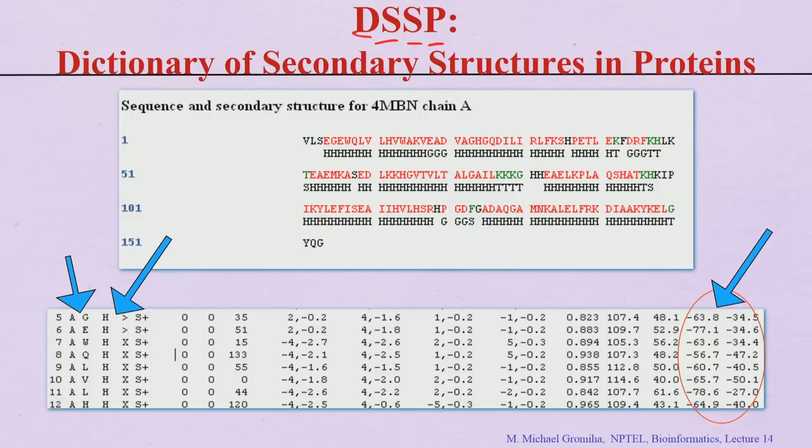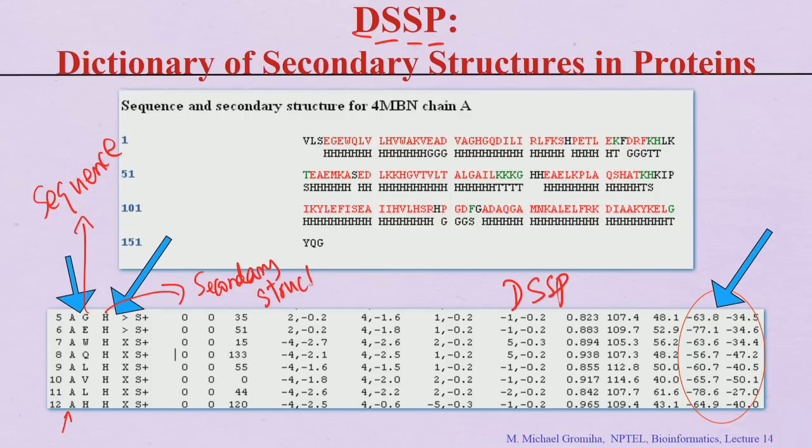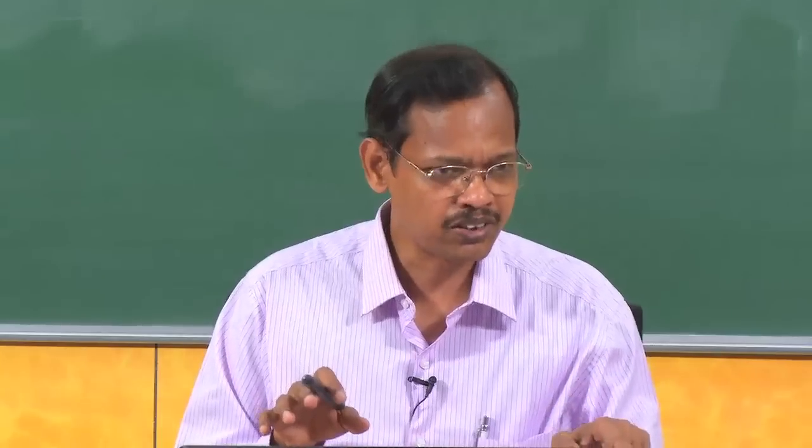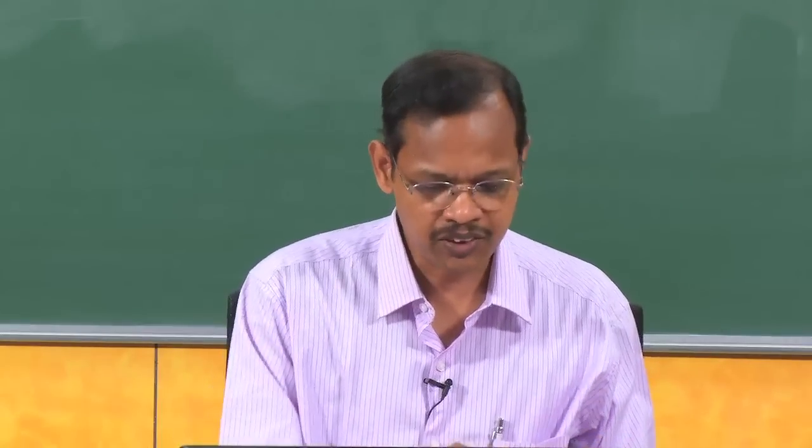So, this is the output of DSSP. Here they give the chain information, and here is the amino acid sequence, and this is the secondary structure assignment. And here they have the hydrogen bonding patterns. For the residue number, they put 2, 4, 1, minus 1, where plus 1 means the forward direction and minus 1 the reverse direction. They put which residues are hydrogen bonded with respect to this particular residue, and they give some energy values also.